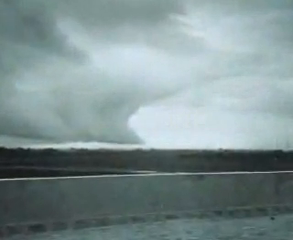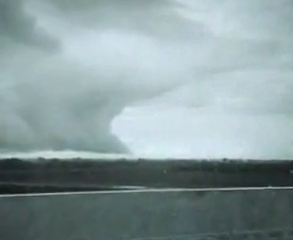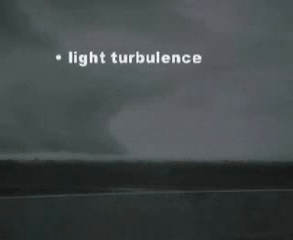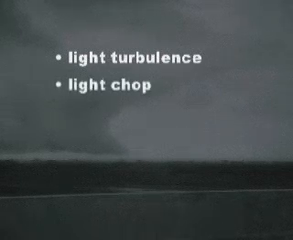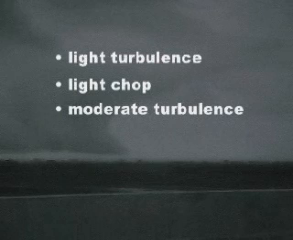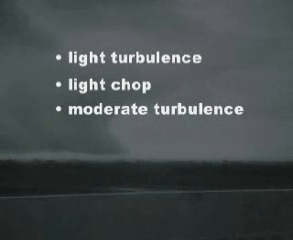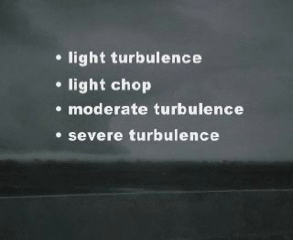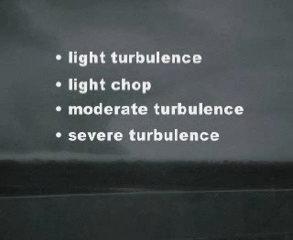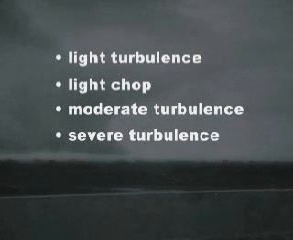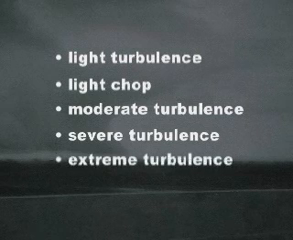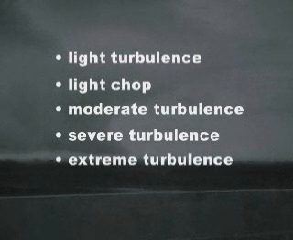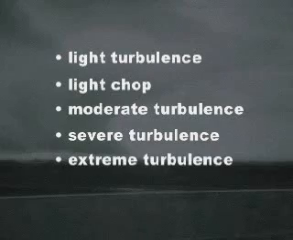If the turbulence causes momentary slight and erratic changes in altitude and/or attitude, it's light turbulence. If it causes slight, rapid, and somewhat rhythmic bumpiness, it's light chop. Moderate turbulence, or chop, is a bump up from light, but the aircraft is still under positive control. Severe turbulence would cause large and abrupt changes in altitude and/or attitude, as well as indicated airspeed. The aircraft may be momentarily out of control. Extreme turbulence violently tosses the aircraft about and may cause structural damage. The aircraft is practically impossible to control.